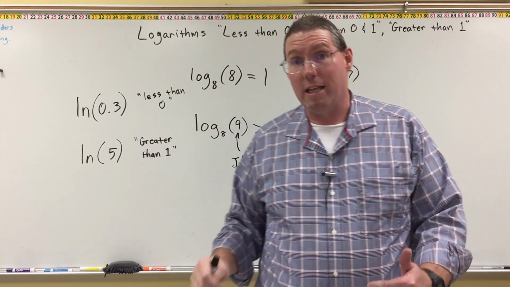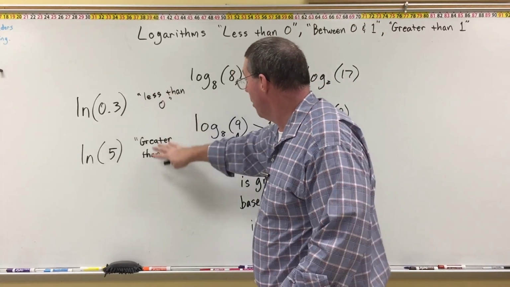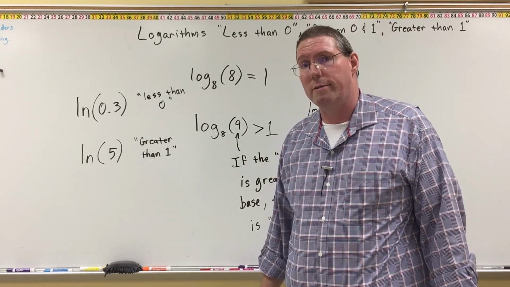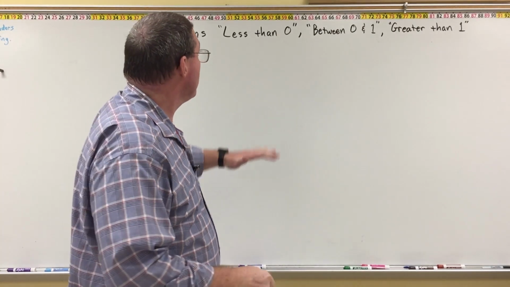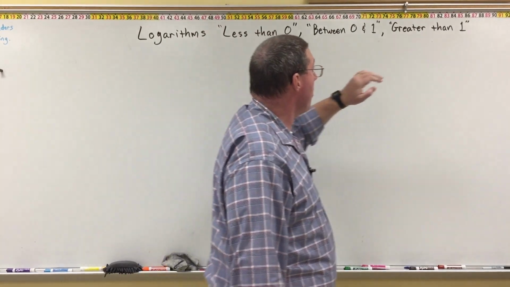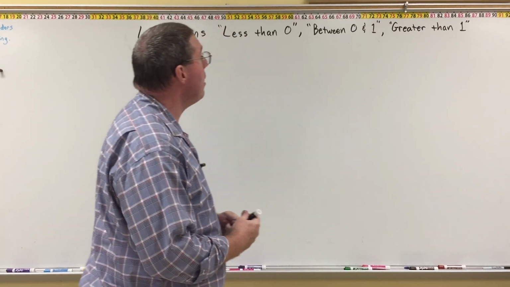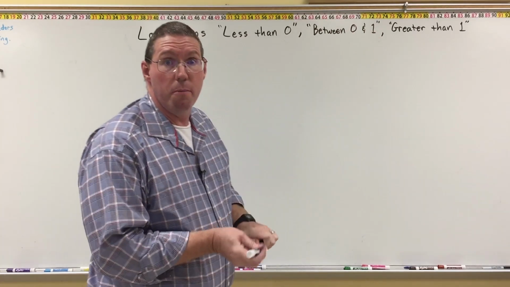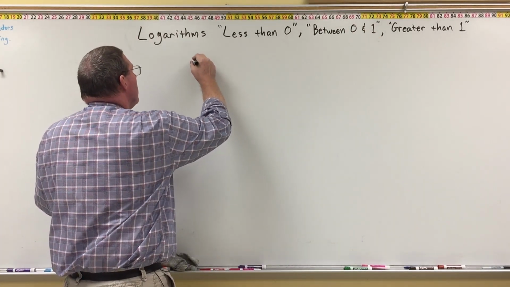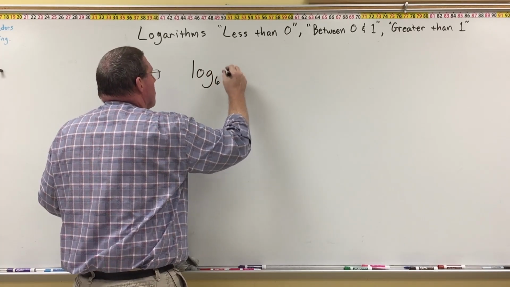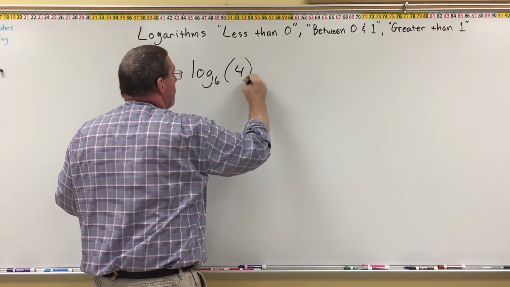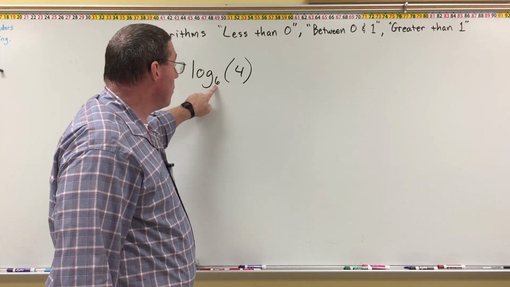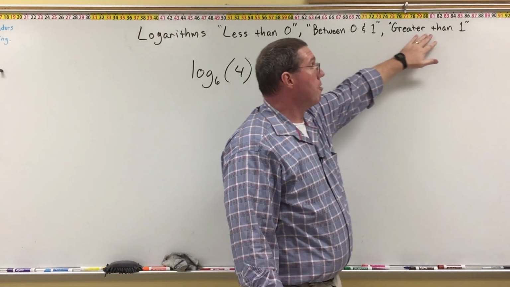And now this is going to make it really easy. Now that we know the answers to both of these things, it's so easy to know when to select between 0 and 1. Now that we know how to identify when a logarithm is less than 0 and when a logarithm is greater than 1, all we have to do is look for an argument that's between those things, and that gives us a between 0 and 1. For example, log base 6 of 4. The argument is not larger than 6. Therefore, we're not going to select greater than 1.